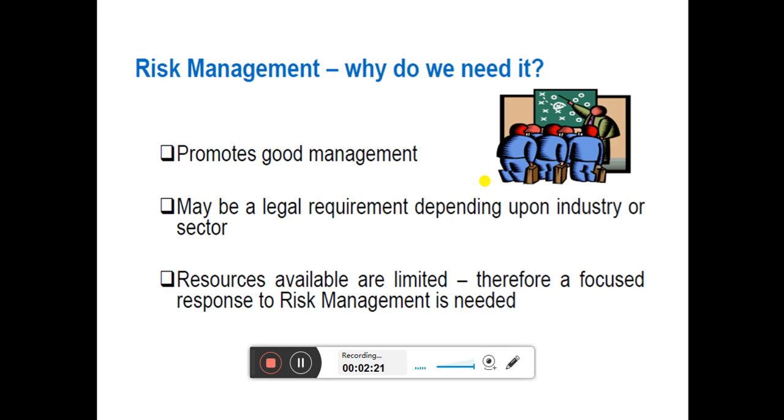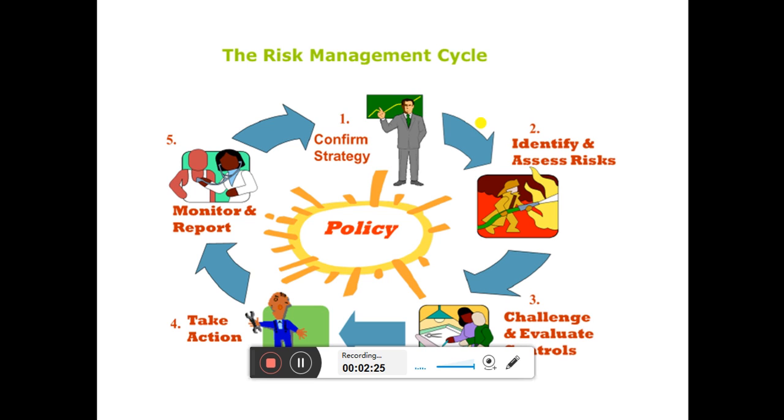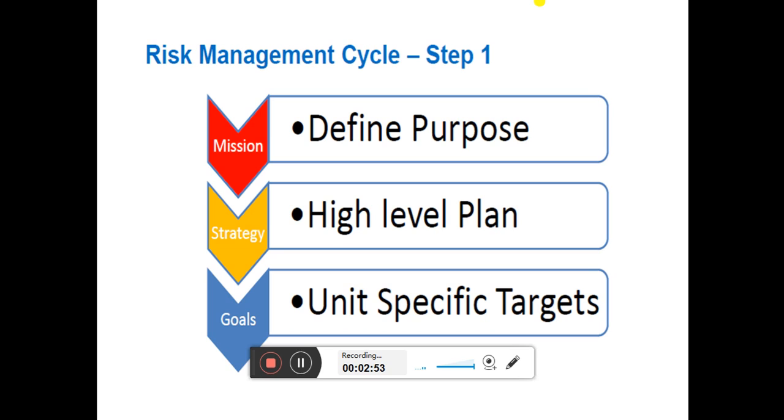Now, when you go for risk management, we have to think about the risk management cycle. First, confirm the strategy. That's the important thing: how to confirm your strategy, then identify and assess the risk. Then you go for challenge and evaluation of controls. Then you have to take action, then monitor and report the risk, and then you confirm the strategy again. That is the total policy of the system. Confirming the strategy gives you the rest of the things automatically controlled. So your strategy should be good so that everything can be controlled.